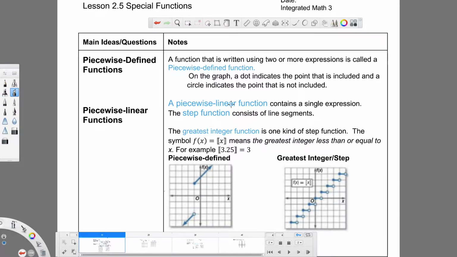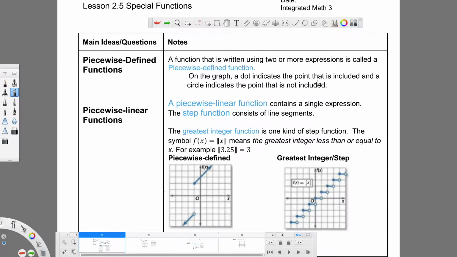So a function that is written using two or more expressions is called a piecewise defined function. On a graph, a dot indicates that a point is included, and a circle indicates that a point is not included. So it's kind of the same idea as we've done before. Closed dot means it's included. Open dot means it's not included. It's kind of a starting point.